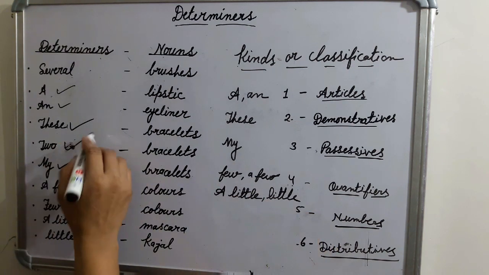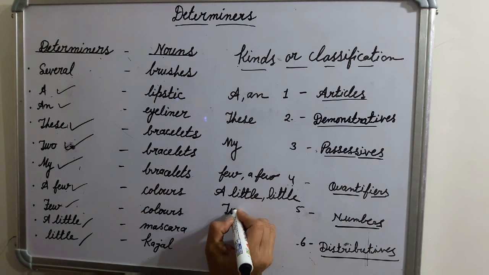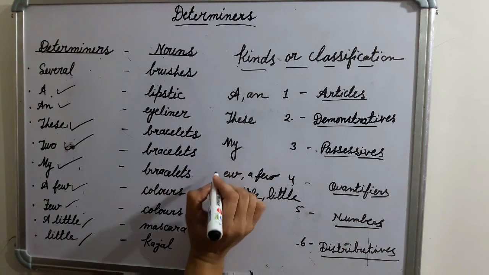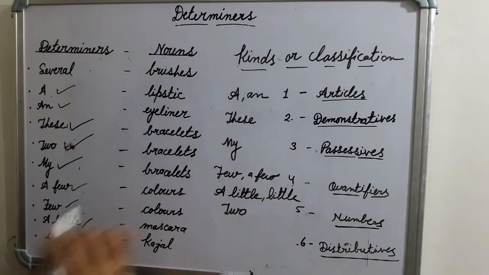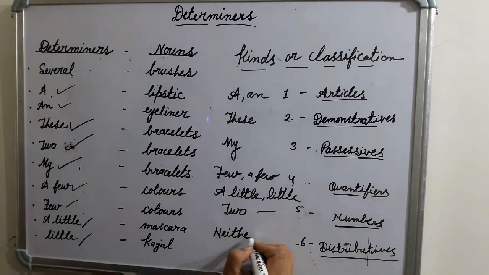Numbers, 2. Distributives, neither, either, each, every.